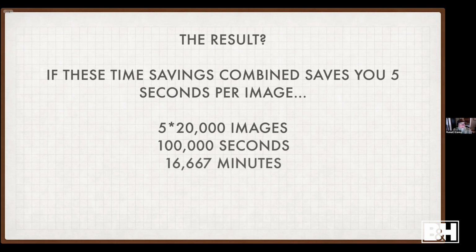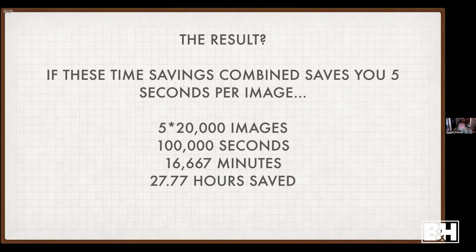But what does 100,000 seconds mean? Well, that translates into 16,667 minutes. And that's 27.77 hours saved of post-processing work just by figuring out a way that you can save 5 seconds per image.